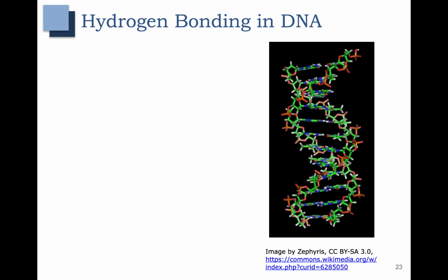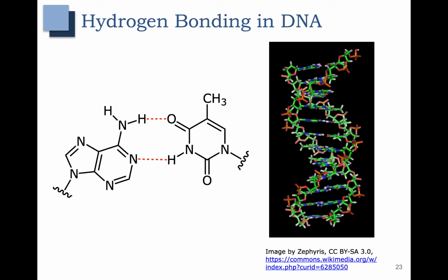Hydrogen bonding is extremely important because this is literally what holds your DNA together. In this image of the DNA double helix, you can see two strands of DNA. Here comes one up this way, and here comes the other way. In the middle, the base pairs are held together by hydrogen bonds. You can see one example here. In this case, two hydrogen bonds are holding these base pairs together. The hydrogen bonds here are represented with the red dots.